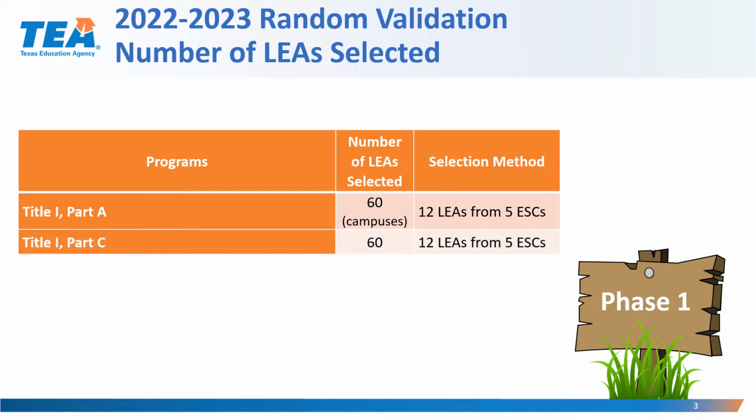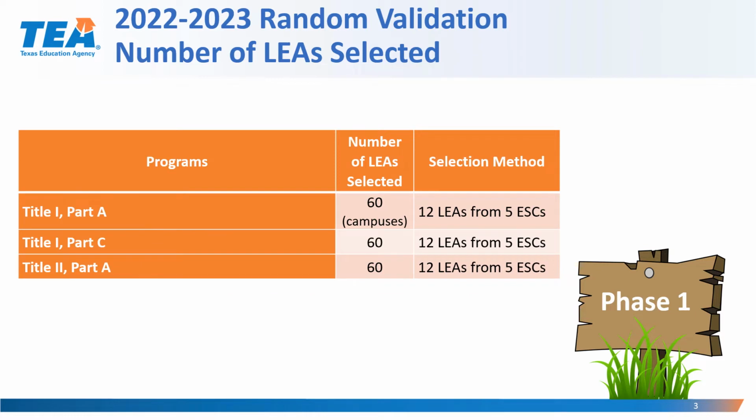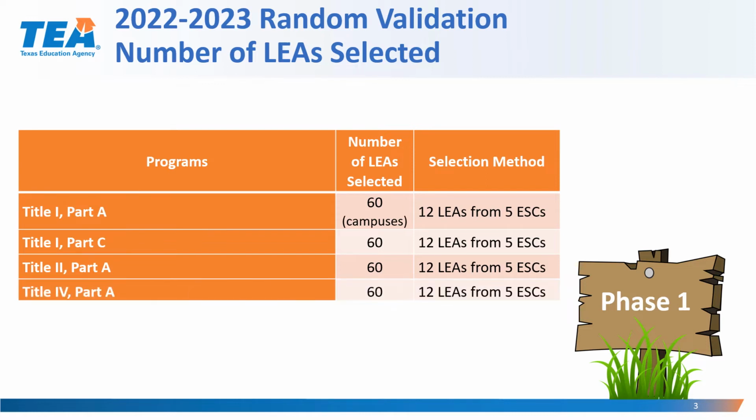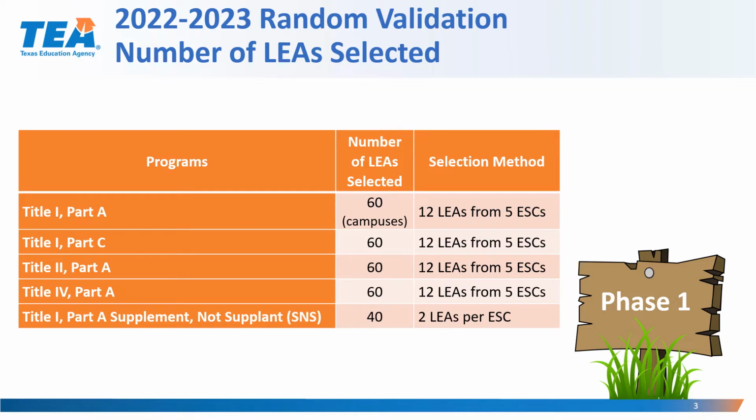For Title I Part C, 60 LEAs have been selected. 12 LEAs will be from 5 different ESCs. For Title II Part A, 60 LEAs will also be selected. 12 LEAs from 5 particular ESCs. And for Title IV Part A, 60 LEAs will also be selected. 12 LEAs from 5 ESCs. And for Title I Part A Supplement Not Supplant, 40 LEAs will be selected. For the selection method, it will be 2 LEAs per ESC.